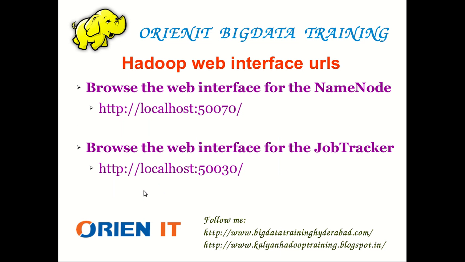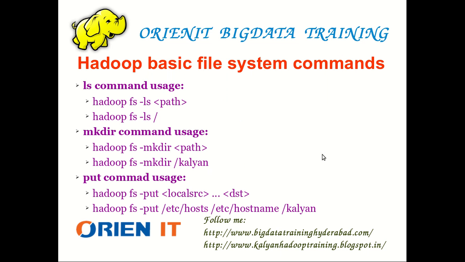And after this, we opened the browser at localhost:50070 for the NameNode. We opened the browser for the JobTracker, 50030 is for the JobTracker. So once these two things were completed, we went with some basic commands, hadoop fs -ls / where the path we have to give should be an HDFS path.